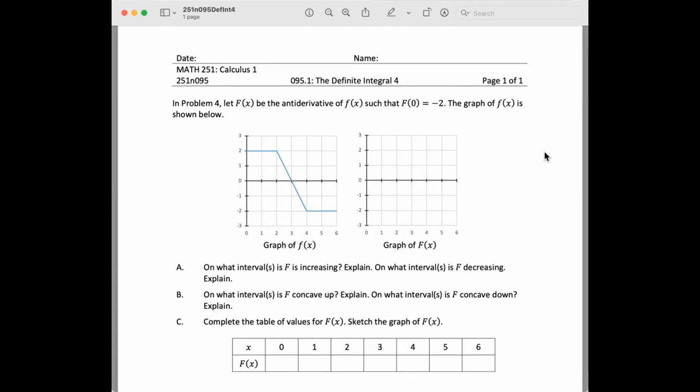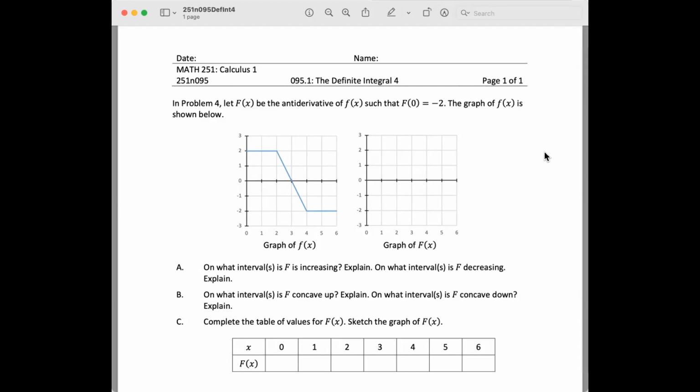So this graph here is the derivative. I want you to read this graph for direction of the function and concavity of the function. And then I want you to figure out a table of values. And then I want you to sketch the graph. Notice that I can't just give you the derivative and say, fill the table of values for the function.